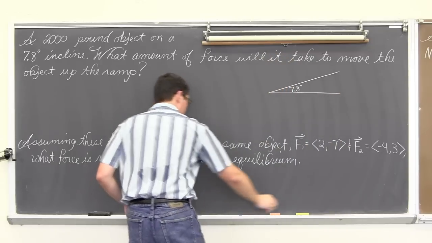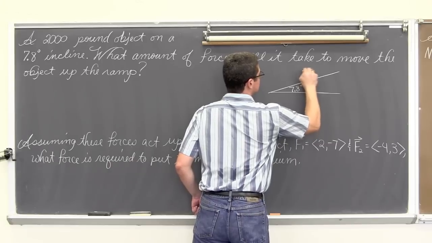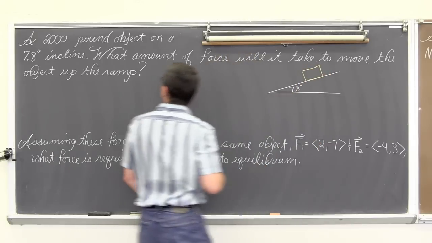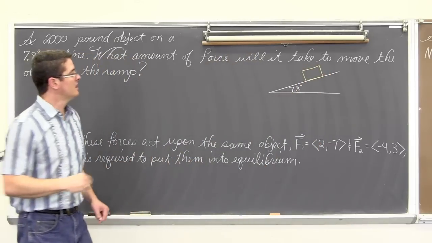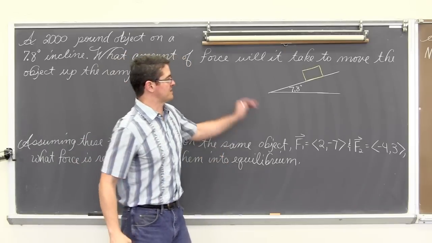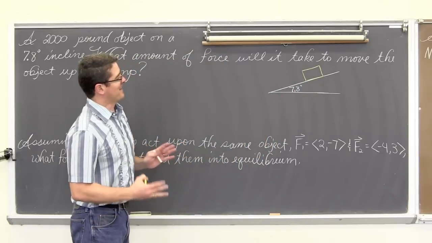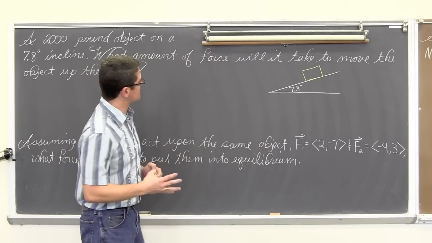On that ramp, we've got an object that weighs 2,000 pounds. How much force is it going to take? And of course, we need to avoid friction, right? So it's a glass surface, like ice. No friction. And that object weighs 2,000 pounds.